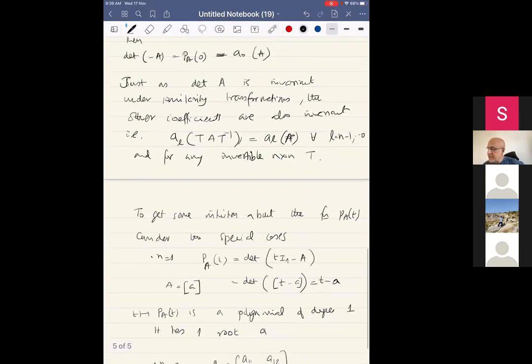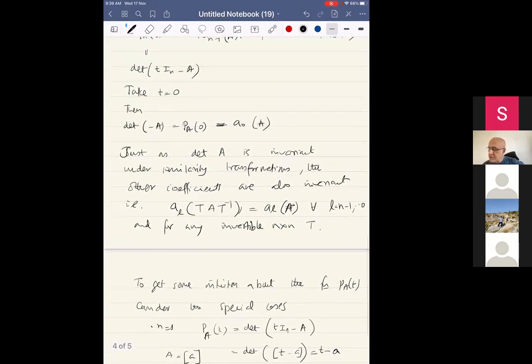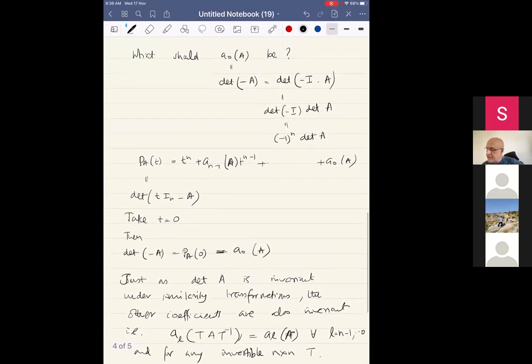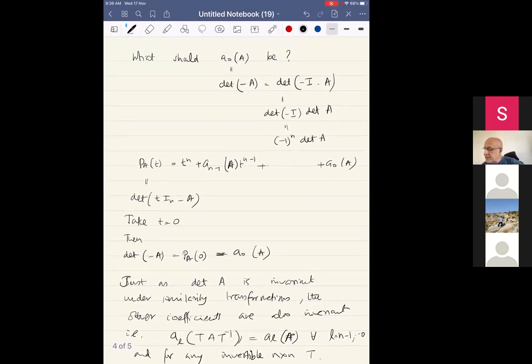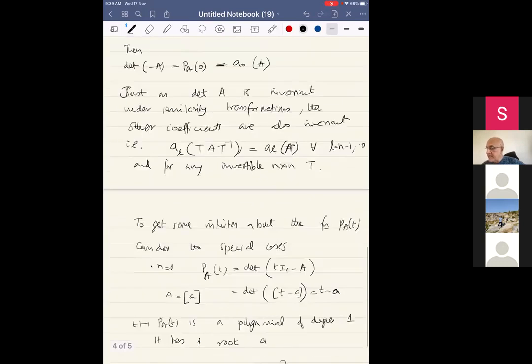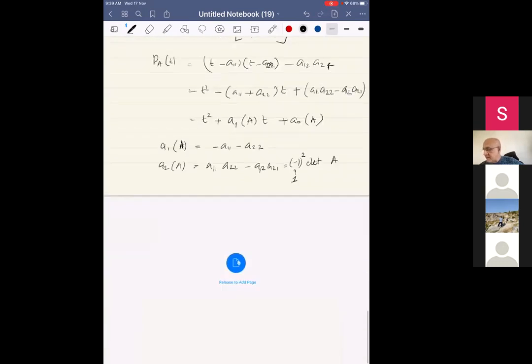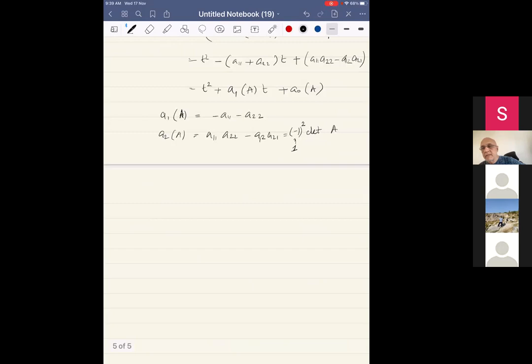Remember, I had said in general that this term is going to be the determinant. So a0(A) is going to be minus 1 to the power of n times det A. In this case, n is 2, so minus 1 to the power of n is 1, which is why a0(A) is just the determinant of A itself. Okay. Is this clear, Shakti? Yes, sir.